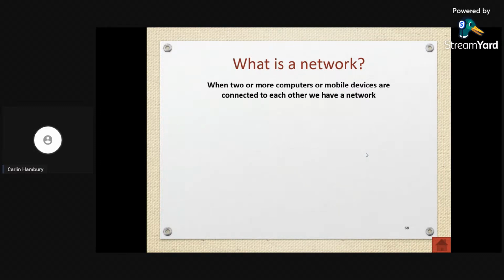All right, let's just see where we are time wise. We're almost at 1:45. Okay, we can still get away with this. All right. So, what is a network? Now, guys, please, you need to get this correct.